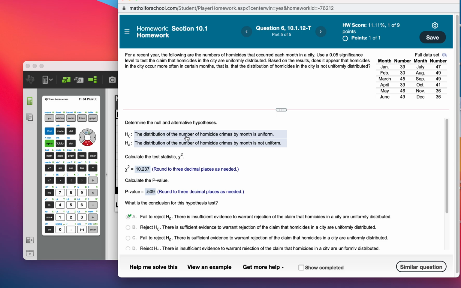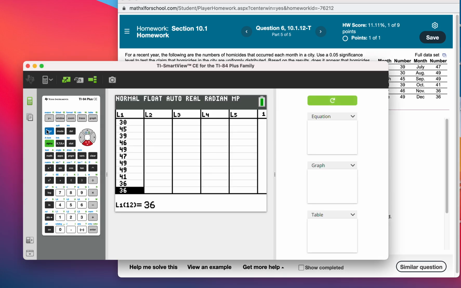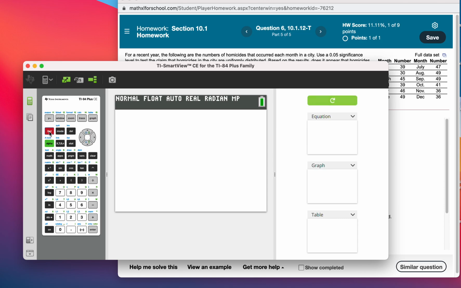So H0, the distribution of the number of homicide crimes by month, is uniform, so they're equal. And HA then, it's not uniform. We have some differences. That's what HA is. If I just read through it, the claim is that homicides in the city are uniformly distributed, so the claim is with the null. For this one they jump right into the test statistic. But if we were to get a critical value here, I'll just show you how to do that quick because you'll need that for the other problems.